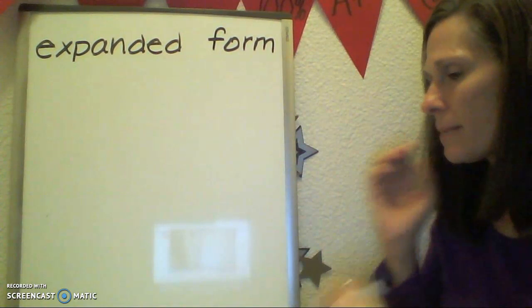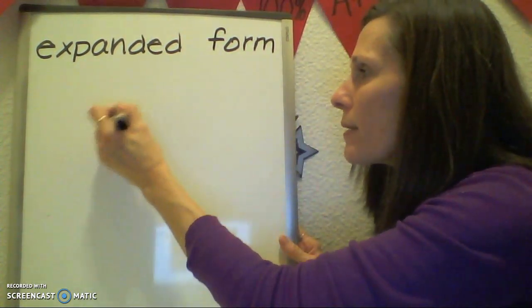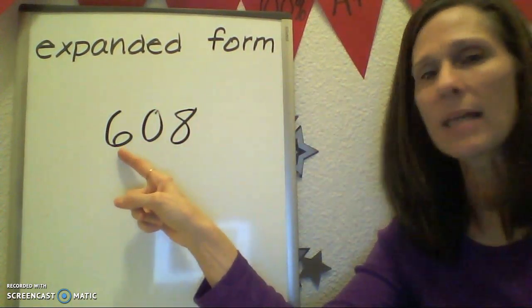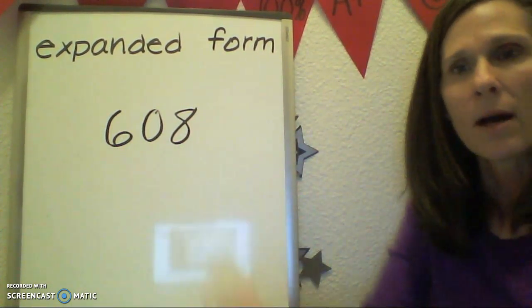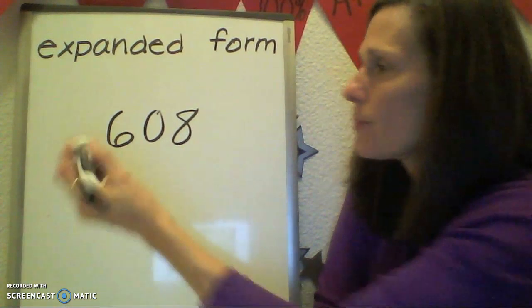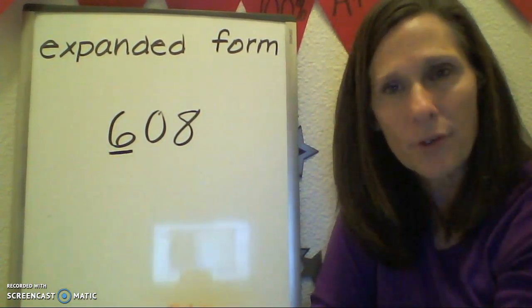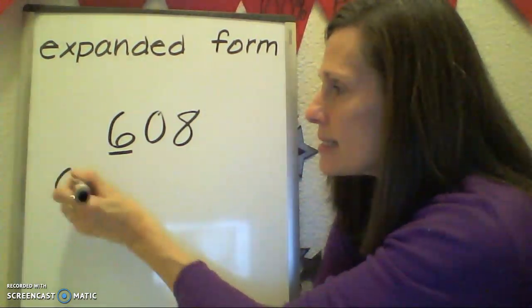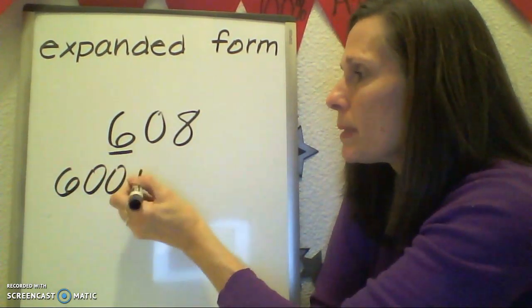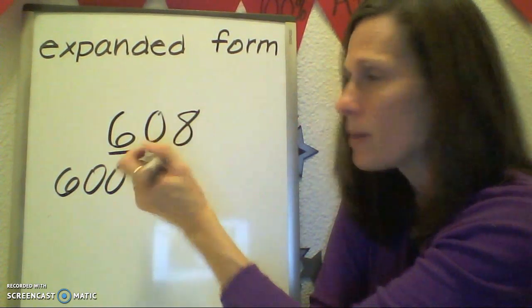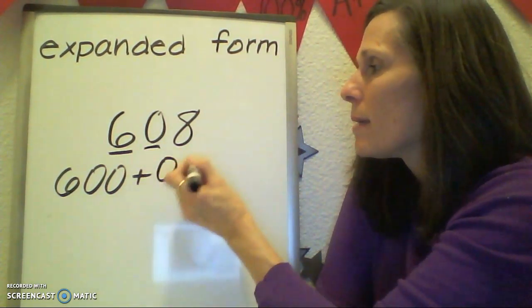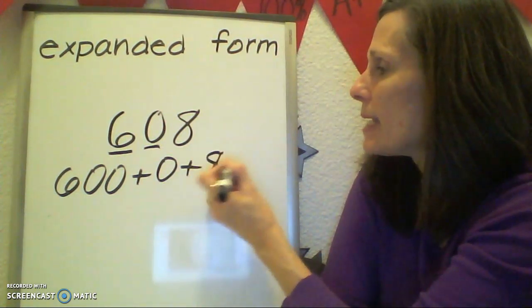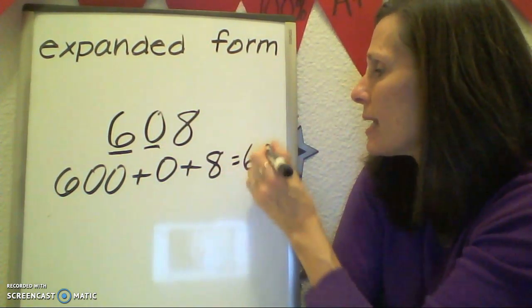What happens if there is a 0 in the tens place? 608. All right, so let's think about what I would write. Well, I start with the 6, the first digit, and that's in the hundreds place. So I know that's going to be 600, right? Plus 0 in the tens place, plus what's in the ones? An 8. So I write an 8, and my answer is 608.